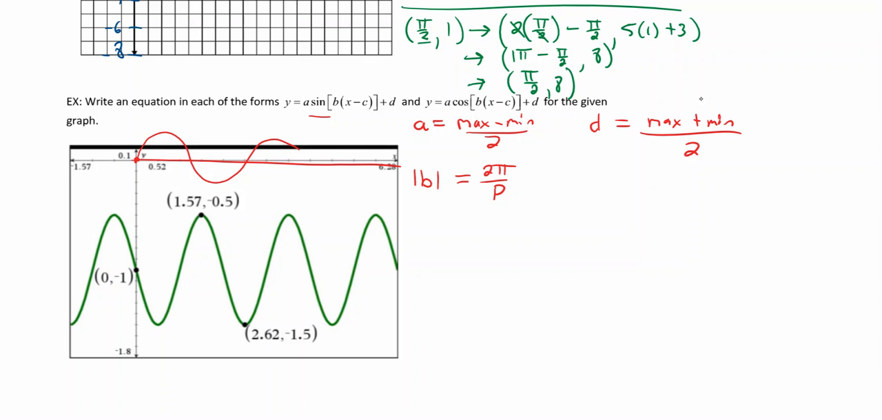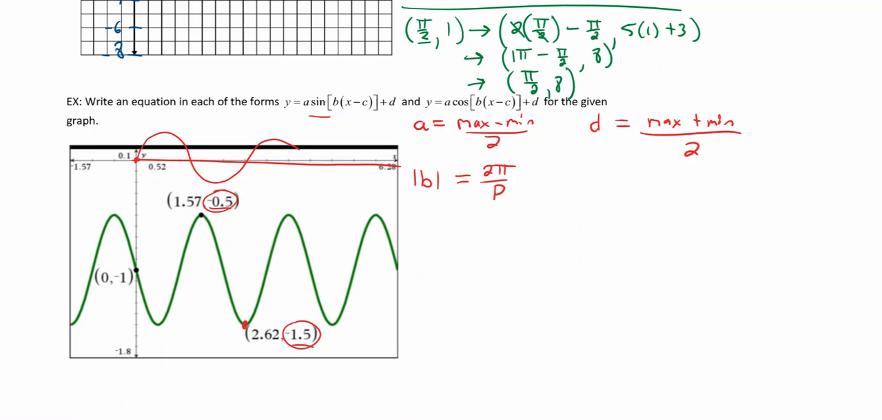So why does this make sense? Your max plus your min divided by 2 is really just finding the average between your max and your min number, right? So if your max is negative 0.5 and your min is negative 1.5, we're just going this number plus this number and then divided by 2 to find the average between those two numbers, because the average would be right between them. So that's how we can find our midline.